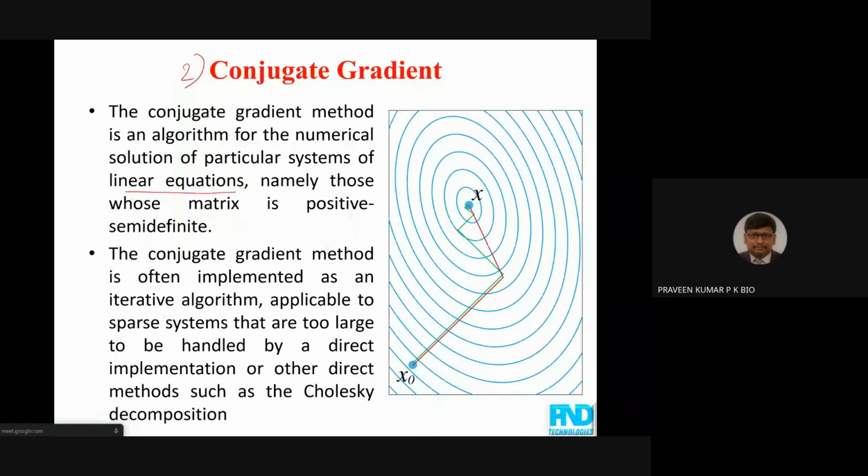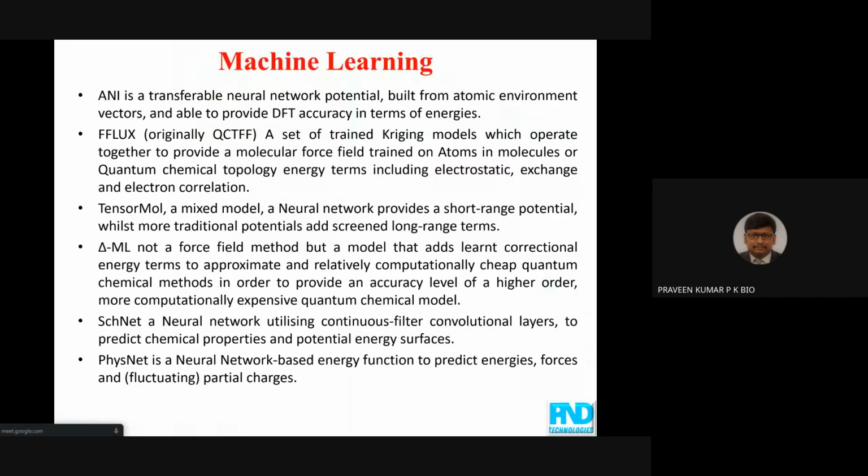Okay, so these are two types of energy minimization. And this I actually skipped when I explained force fields. We discussed four force fields, isn't it? One such is machine learning, which I told you about. In machine learning, we have examples like ANI, which is a transferable neural network potential, and FFLUX. These can also use machine learning to calculate electrostatics, exchange, and electron correlation, etc.